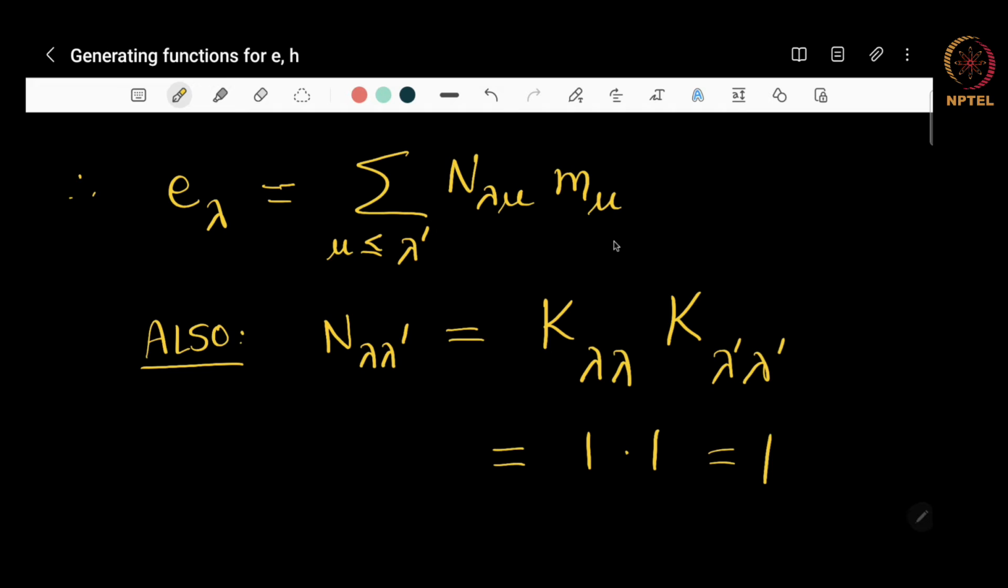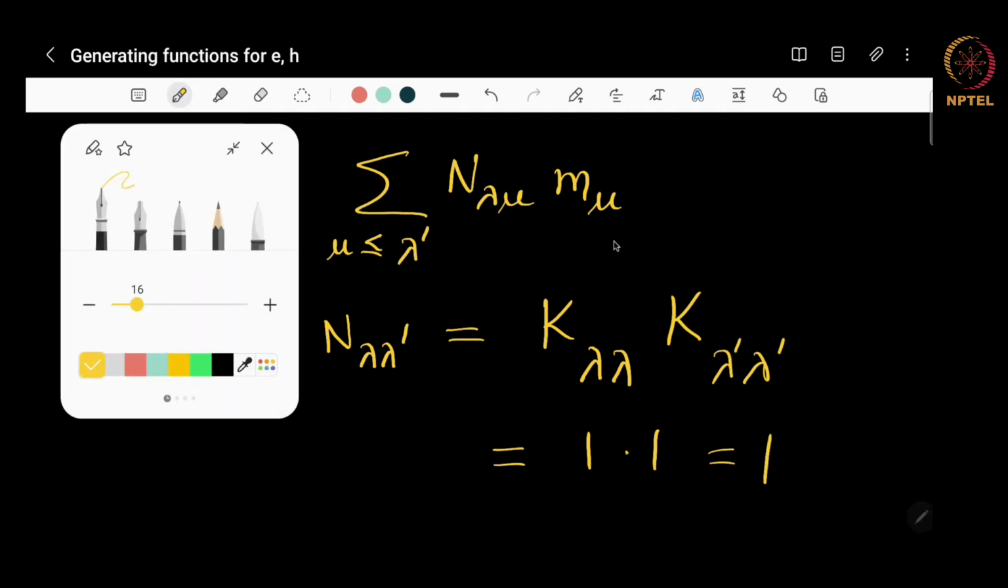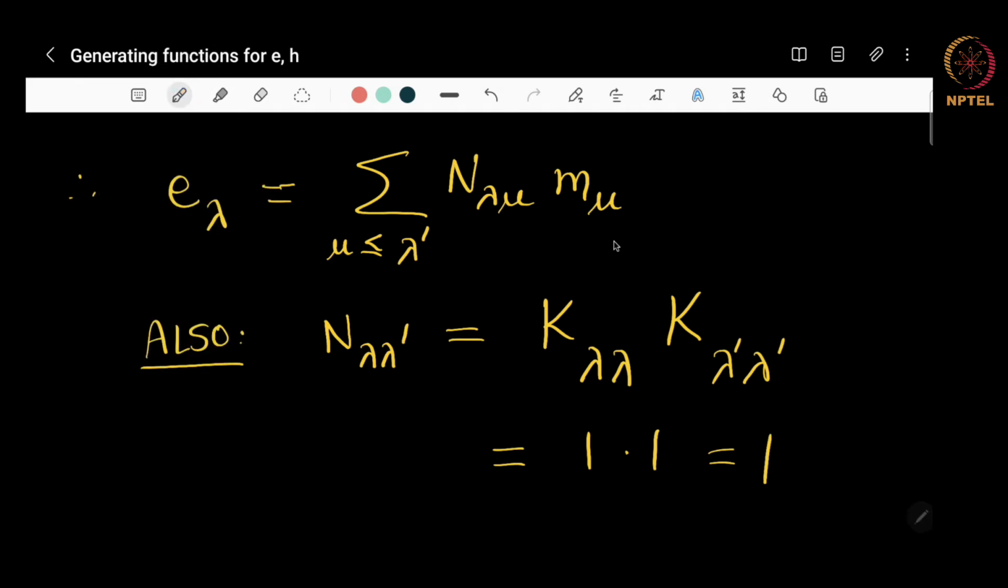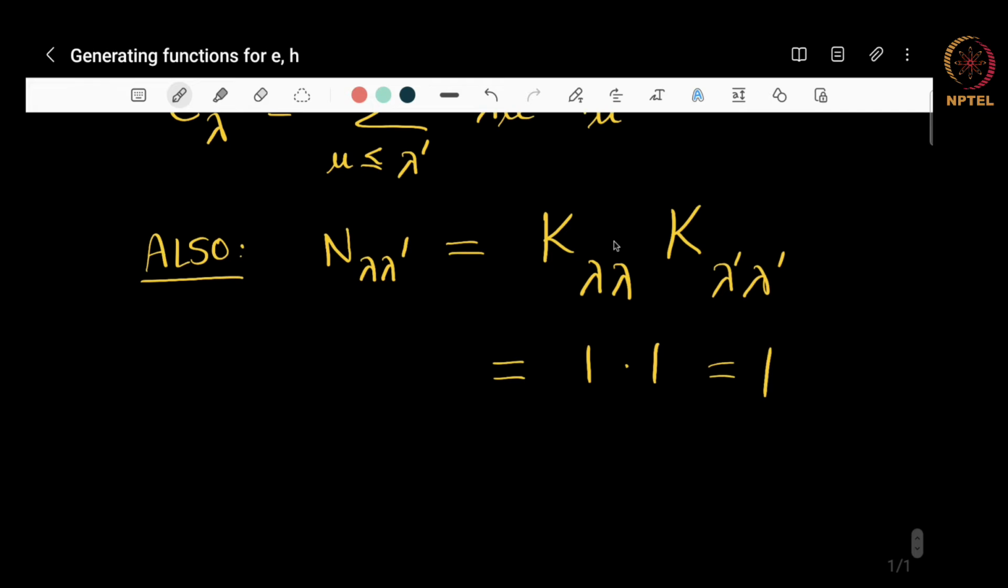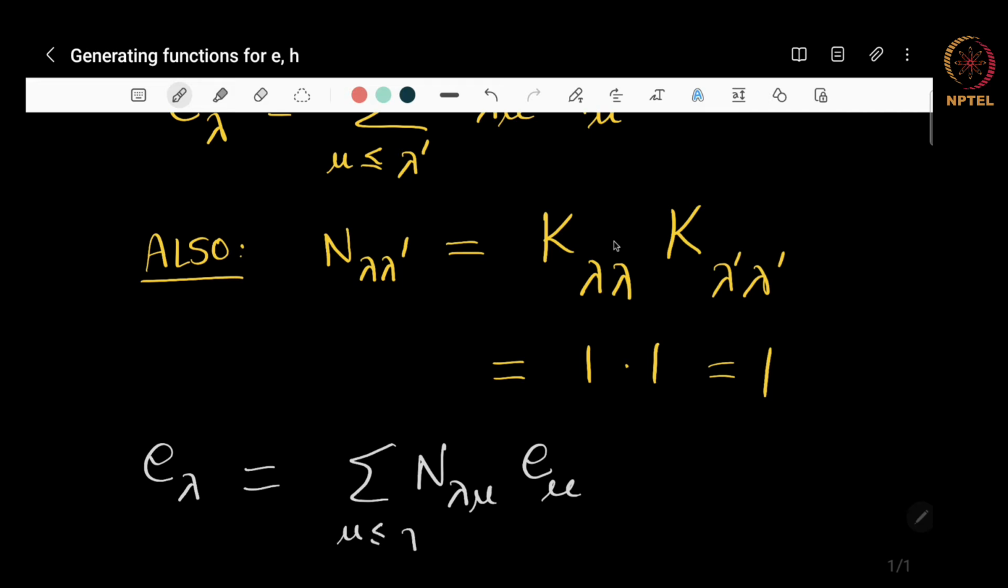It says that in fact this is a triangularity statement. That if you expand e's in terms of m's, then the transition matrix is upper triangular or lower triangular, however you wish to arrange, with ones on the diagonal. So a corollary is that when you write e lambda as a sum of m mu, the mu's that are involved are only those which are less than or equal to lambda prime.